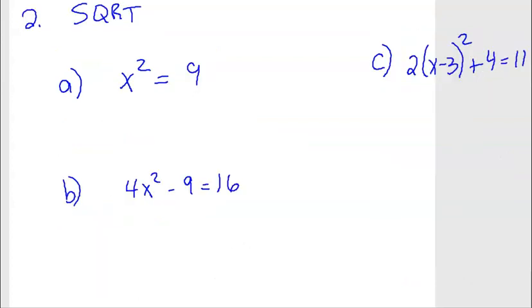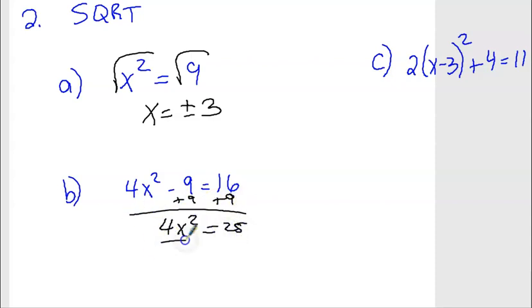All right, the second type is the square root method. This is one of the faster methods to solve. So if it's a binomial type problem, then you can easily solve it using the square root method. So here, we're going to take the square root of both sides, and don't forget the plus or minus. All right, so here we're going to add 9 first to both sides.